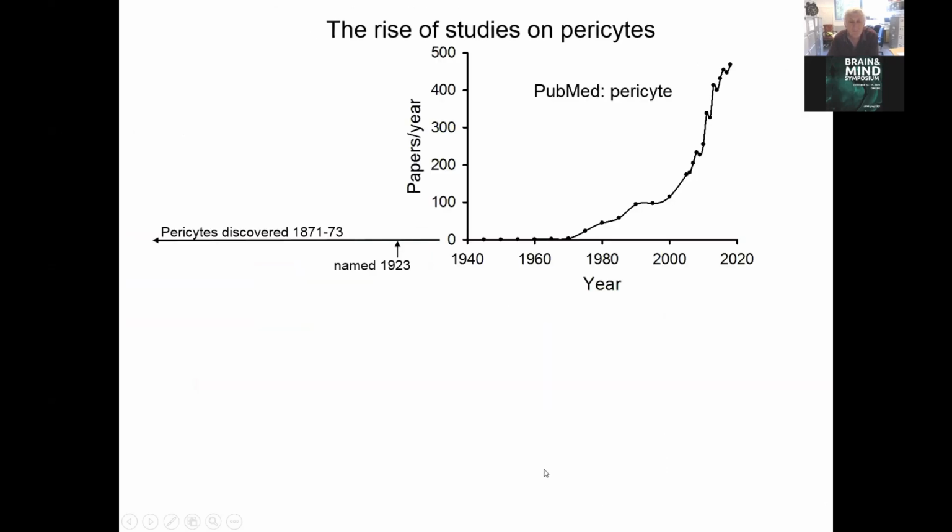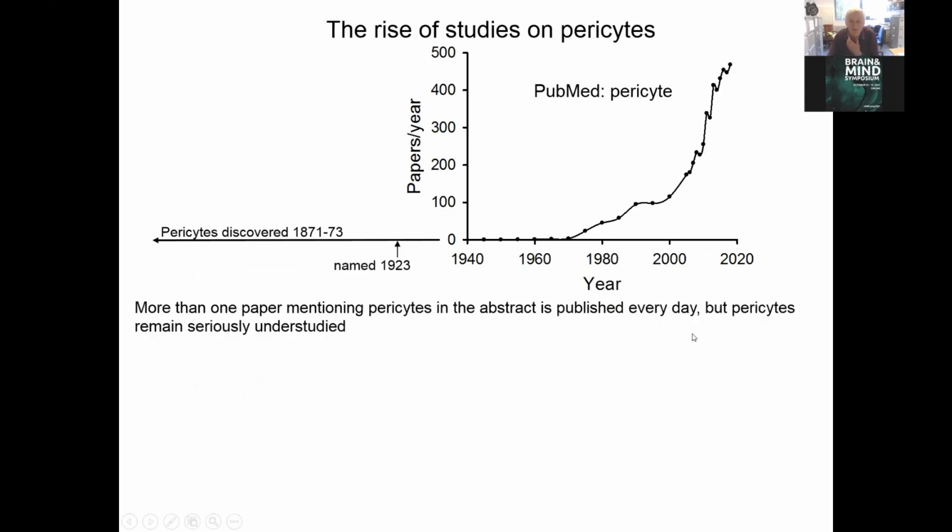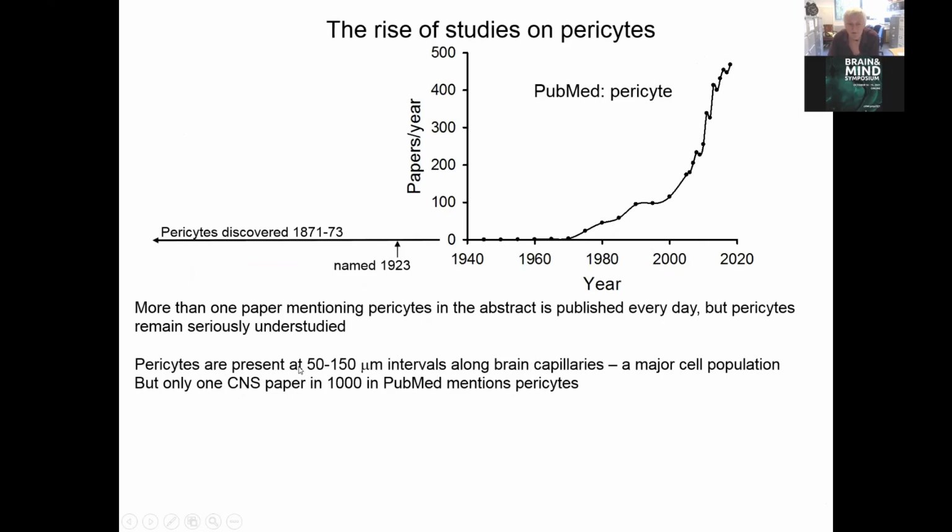And I want to have a moment's digression on the rise of studies on pericytes. So they were discovered back in the 1870s. They were named 50 years later, but really nothing happened for 100 years. But now there's an exponential rise in the number of papers being published on pericytes, with more than one paper being published every day, but they remain seriously understudied. If we look in the brain, for example, they're present at 50 to 150 microns along capillaries. They're a major cell population, but if you go to PubMed, you'll find that only one CNS paper in 1,000 mentions pericytes. It's even worse in the heart.